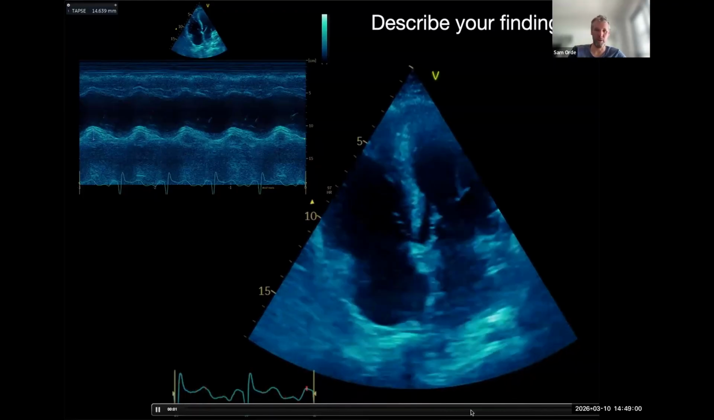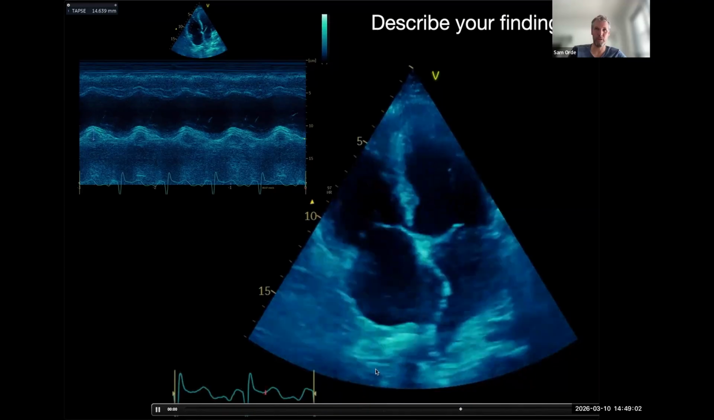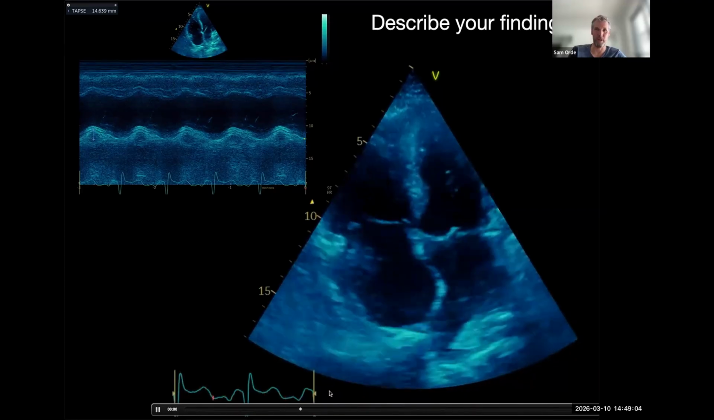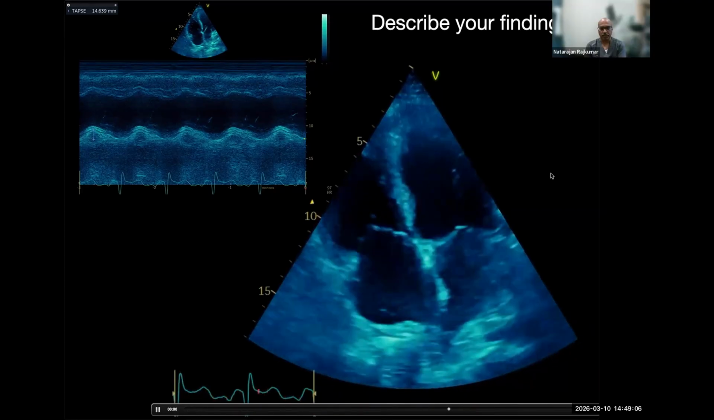And forget the stuff behind the heart. And you've got signs of maybe some atelectasis going on there. Yeah. Occasional B-lines. Yeah. Good. Yes.